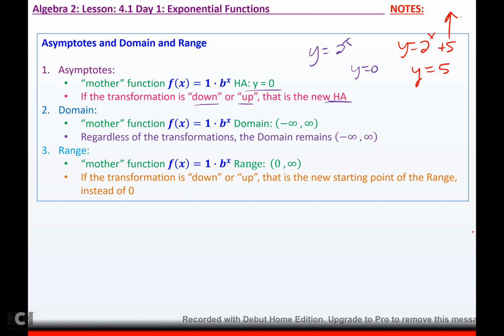Your domain will always remain negative infinity to infinity. And the range, again, will always be 0 to infinity unless you shift it up or down. That will be your starting point of the range instead of 0. Alright, so here we go.